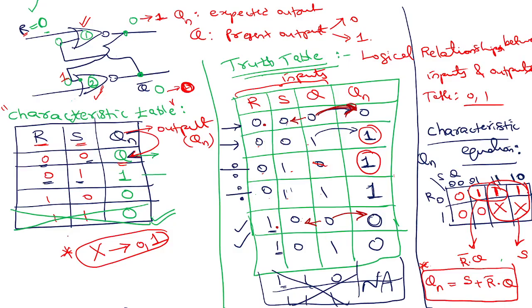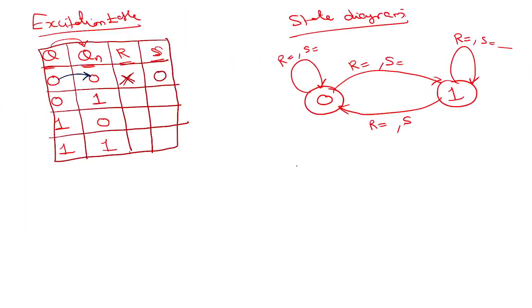I don't think so. Okay, 0 to 1. Next, what is the scenario? You have to move from 0 to 1. 0 to 1, only one condition. That means R equal to 0, S equal to 1.